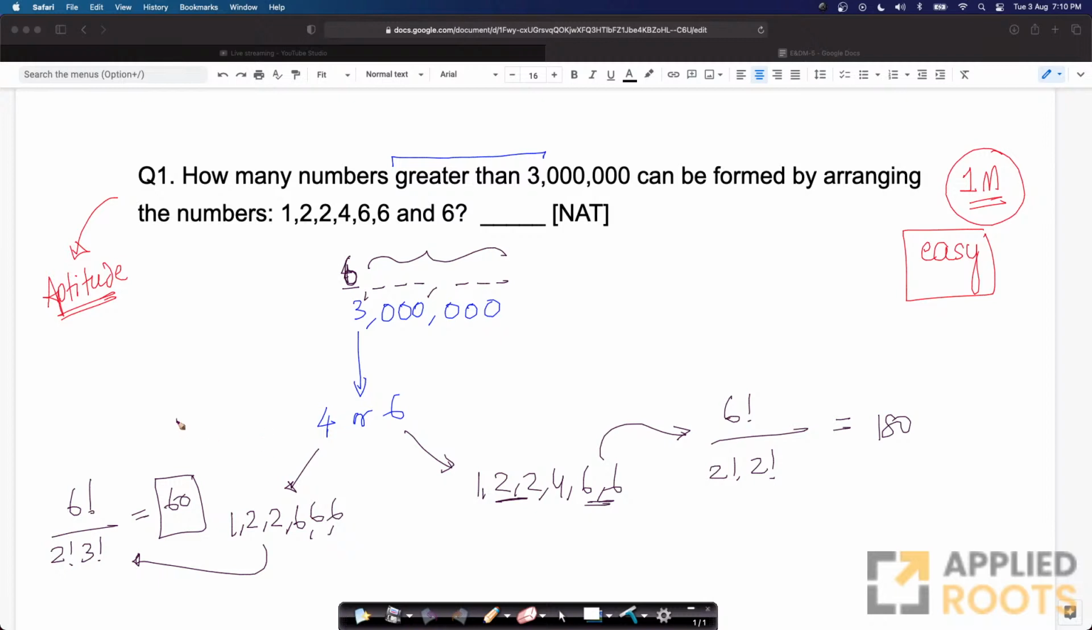So what is the total number you have? You have 60 plus 180, and they're completely disjoint sets, because once you're starting with 4, the numbers that you get are different from the possibility of starting with 6. So the total that you have is 60 plus 180, which is 240. This takes less than 30 seconds if you're thinking from first principles, right? Again, I'm very happy that some of you have taken time to think through from first principles. This is not a rocket science problem.